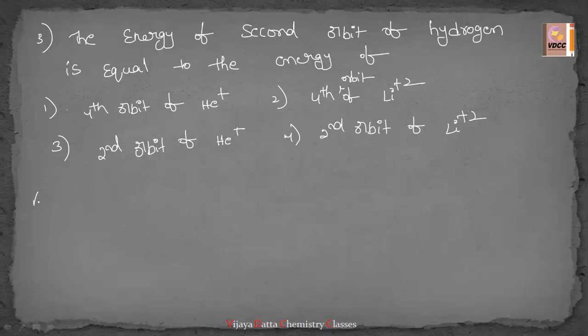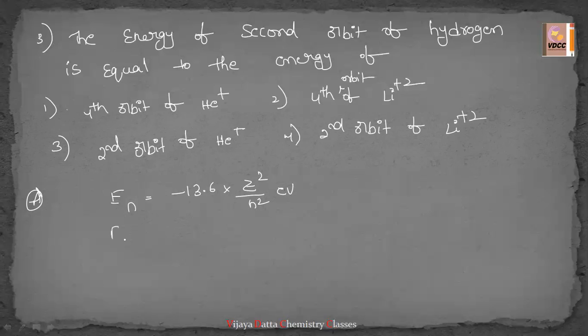To know that, we should know the formula for the energy. The energy of the nth orbit formula we already know. When taking electron volts, we can take any units. I'm taking minus 13.6 into Z square by n square electron volts. Generally you prefer this one because it is easy to calculate, no powers and all, so generally prefer electron volts per atom.